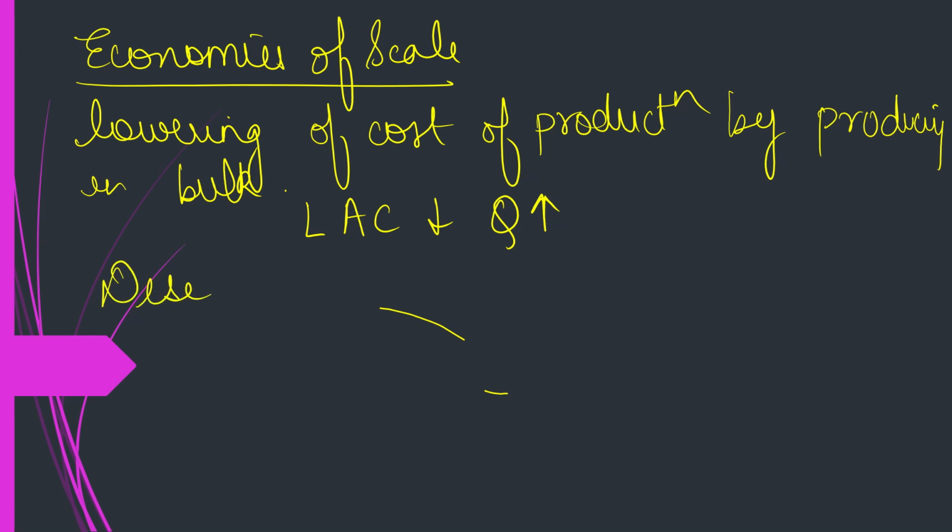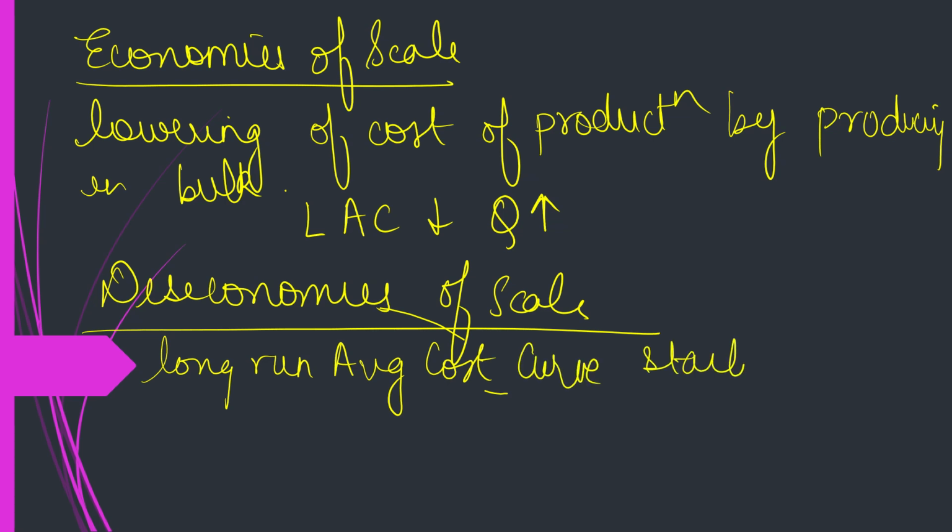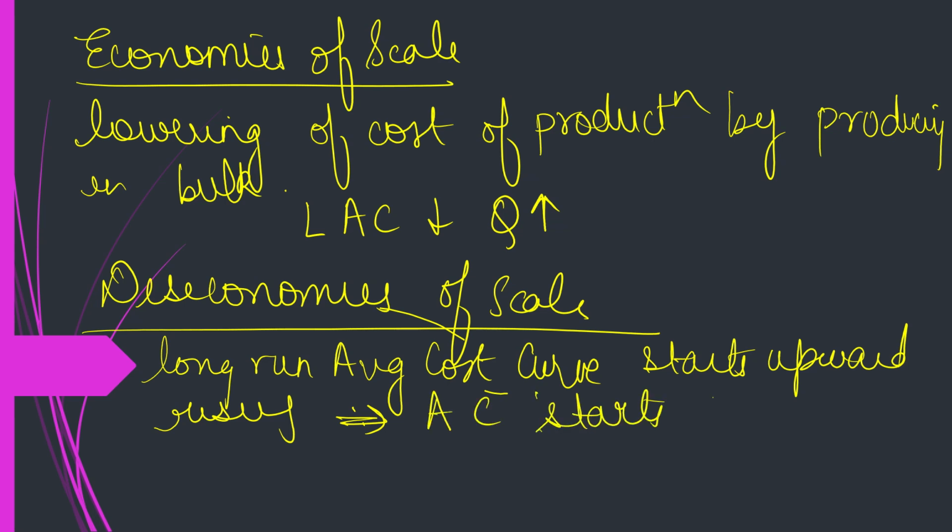So, diseconomies of scale. Diseconomies of scale occurs when the long run average cost curve starts rising upward, which implies that the average cost starts increasing.